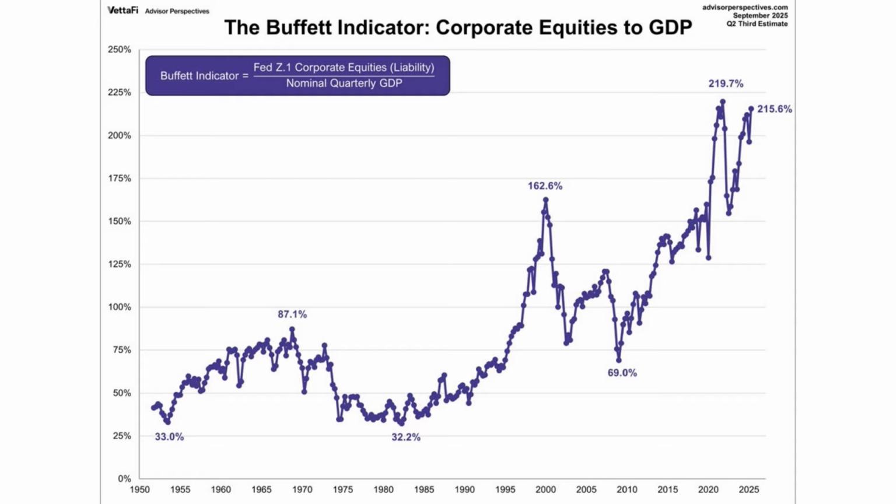With the second quarter's final GDP estimate, the Buffett Indicator now stands at 215.6%. This is one of the highest levels on record and is clearly signaling an overvalued market.